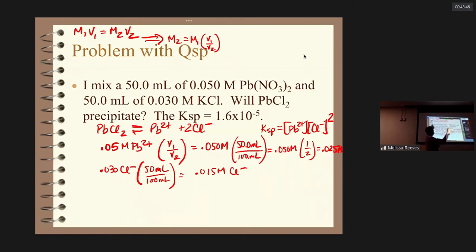So, shadow. Here we go. M1V1 equals M2V2. That seems to be the way everyone memorizes the dilution equation. Does everyone remember that equation? I don't like that version. I like this version. M2, that's what I'm looking for, my final molarity. It's the original molarity times the ratio of the volumes.